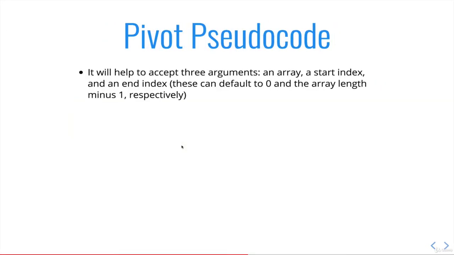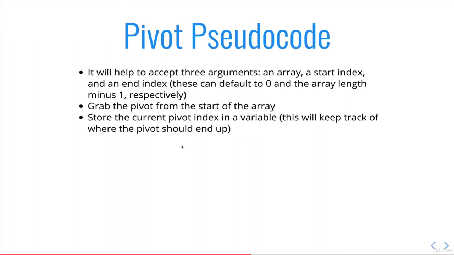Okay, so here's the pseudocode. Here's one version of it at least. So write a function, call it pivot or partition, and it accepts 3 arguments: an array, a start index, and an end index. And I would have the start default to 0 and the end default to array length minus 1. Then we're just going to pick the pivot from the start of the array. Remember, we could change this to be from the middle or the end or a random place, but for simplicity's sake, we're picking from the very beginning, and then store the current pivot index in a variable. So this is going to keep track of where we're going to swap that pivot to at the very end.